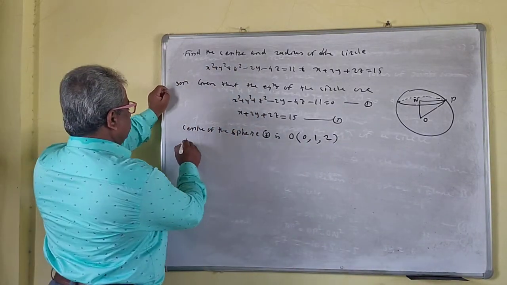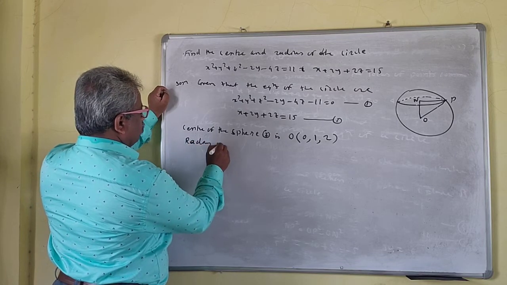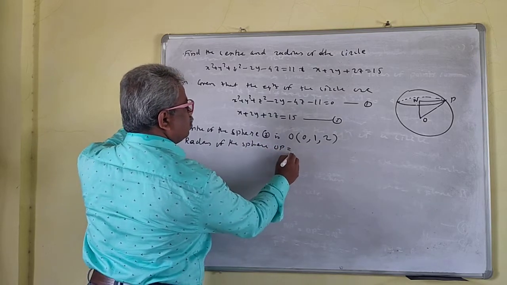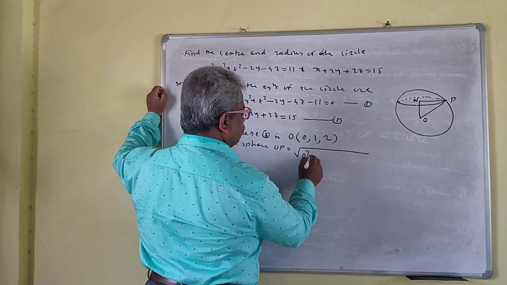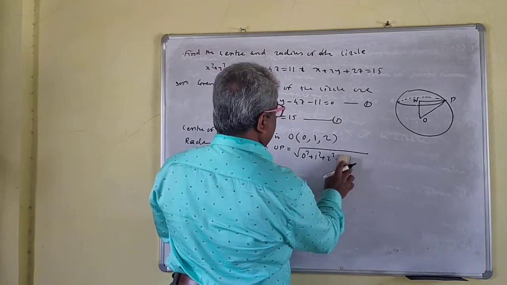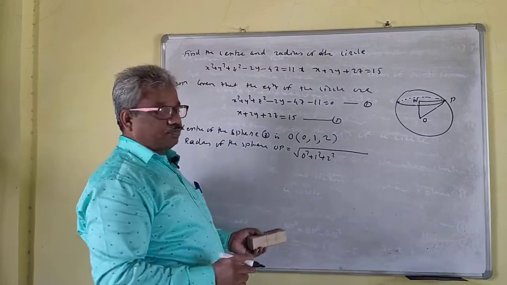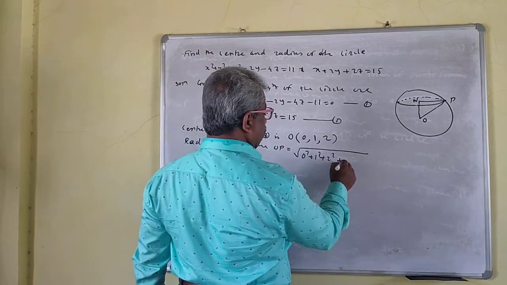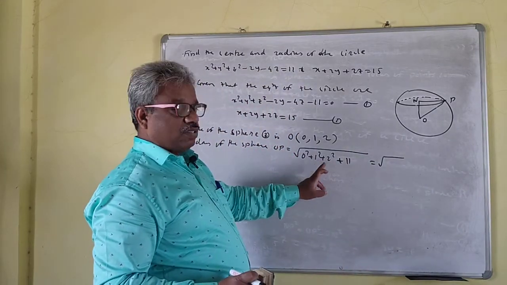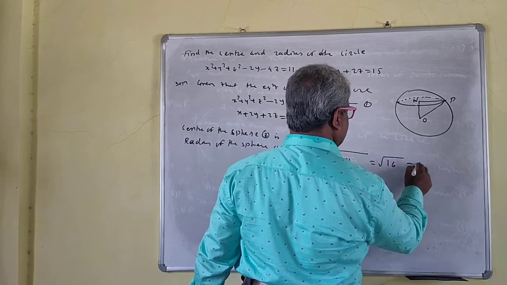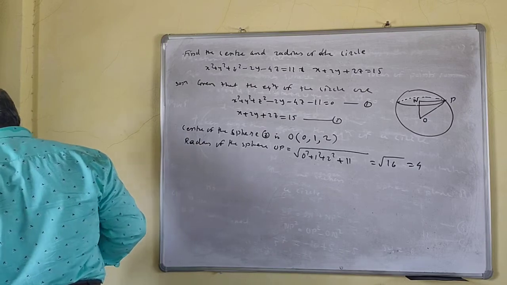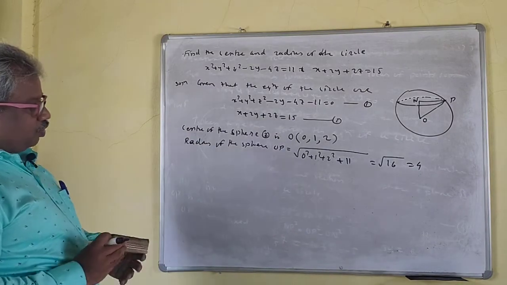Okay. Radius of the sphere. OP is equal to the root of the sum of the squares of these, and you have to subtract the constant. The constant is what? Minus d. So this is plus 11. Then this is the root of what? This is 4 plus 1 is 5, plus 11 is 16. So this is root 16, so this is 4. The radius of the sphere is 4 now.